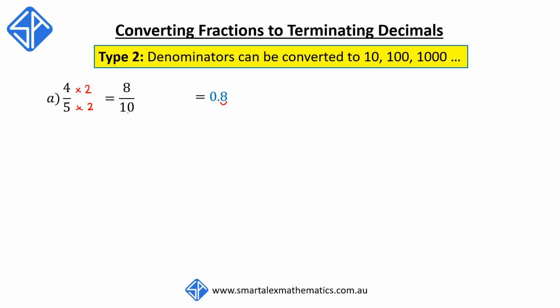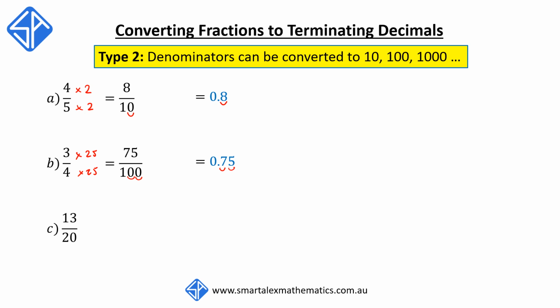One decimal place, 1 zero. Next, we have 3/4. We can multiply the top by 25 and the bottom by 25, and this converts it to 75 over 100, which is equivalent to 0.75 as a decimal. 2 zeros, 2 decimal places.